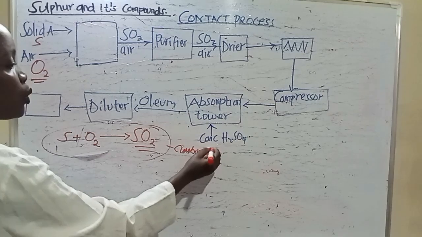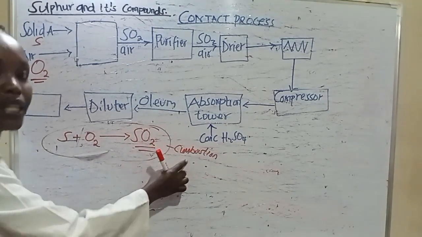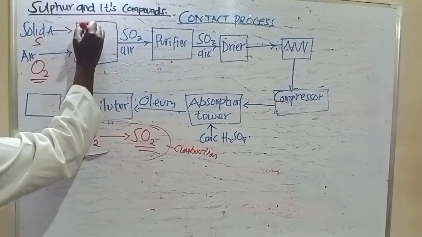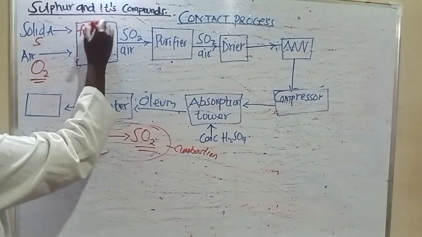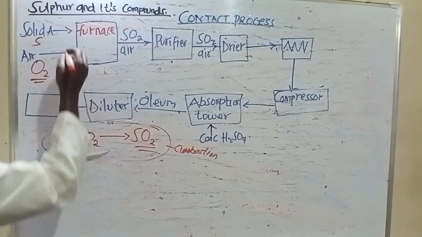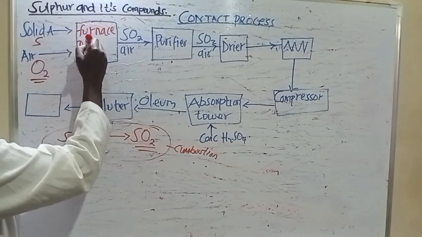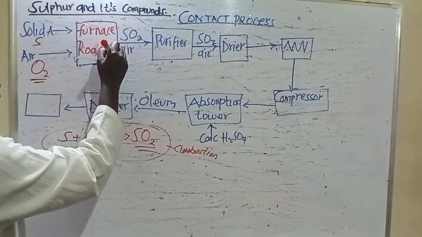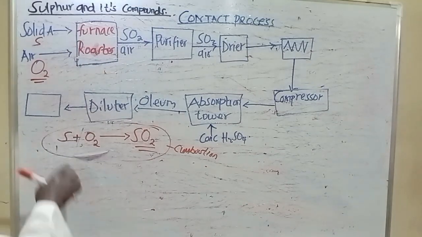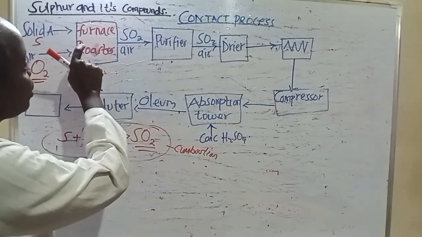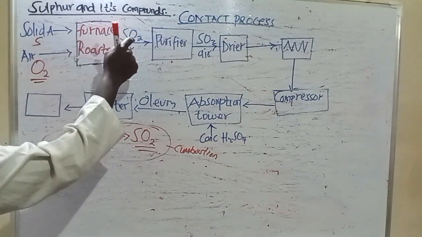So where is combustion going to take place? Combustion is going to take place in a furnace. Okay, so here we can say it's called a furnace, or alternatively you can get it referred to as a roaster. So we are going to have sulfur and oxygen reacting in the furnace or in the roaster to give you a sulfur IV oxide.